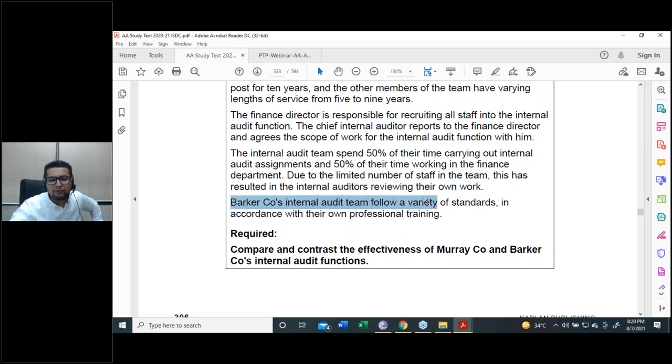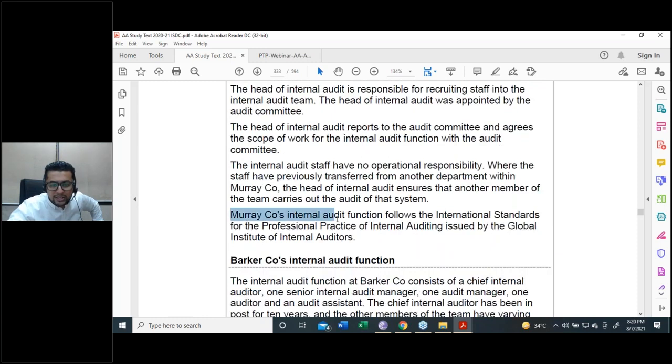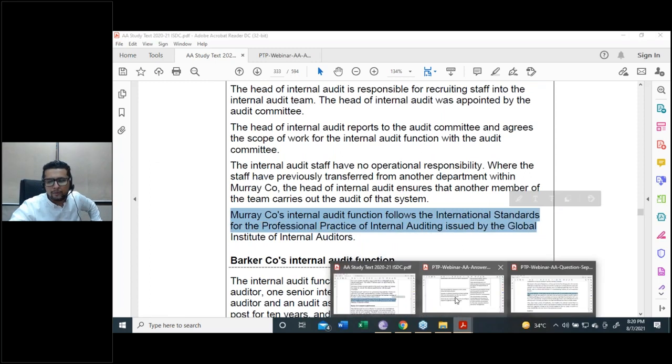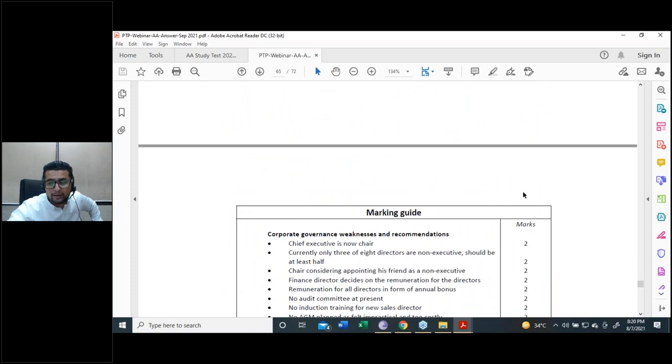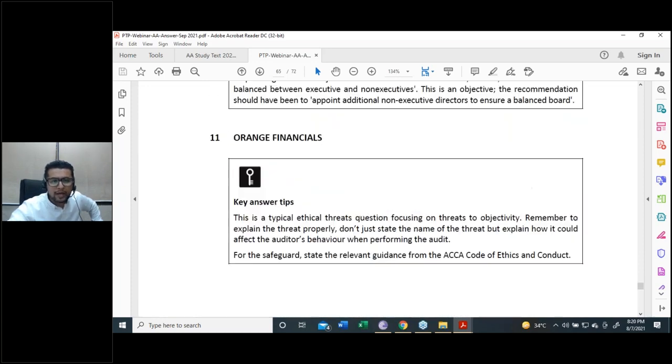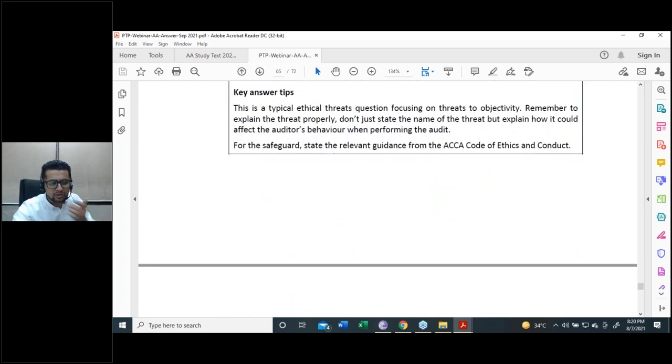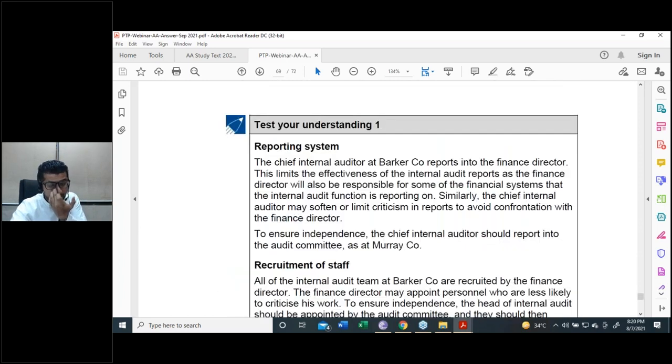Barker Company's internal audit team follow a variety of standards in accordance with their own professional training. So the internal audit department is following a variety of standards. What about Murray? Murray Company's internal audit function follows international standards. Now, I really don't think you need to check out the solution, because I believe you should be confident with respect to this question. Are you confident? Are you clear with this question? Yes, yes, yes, definitely.